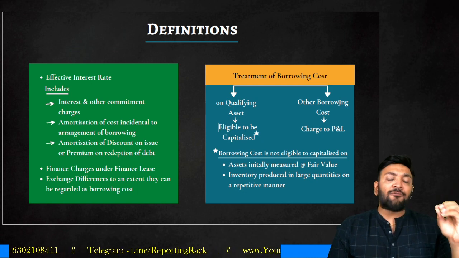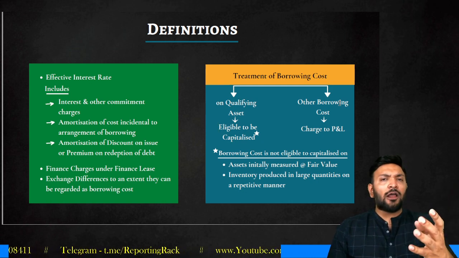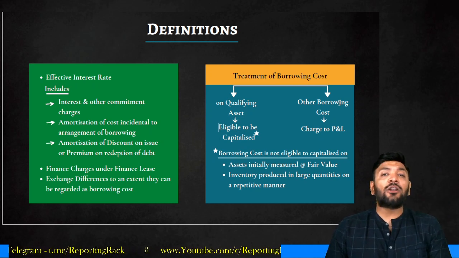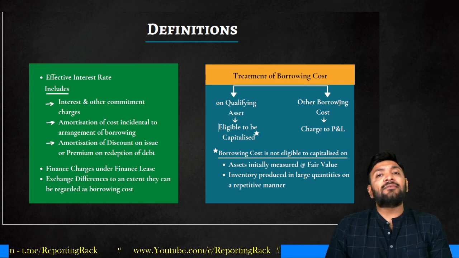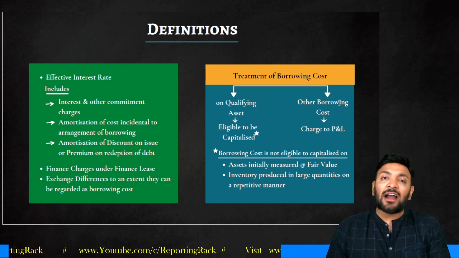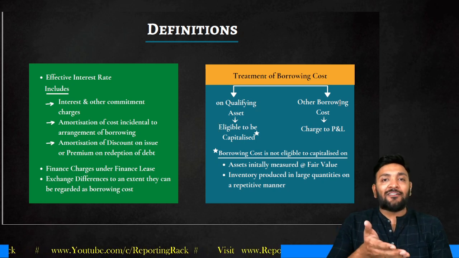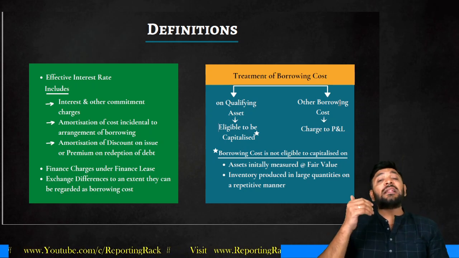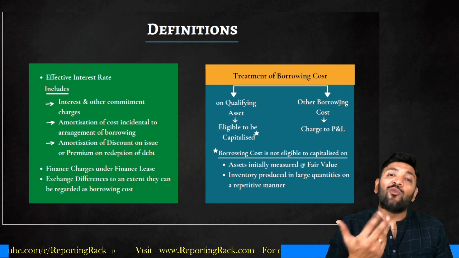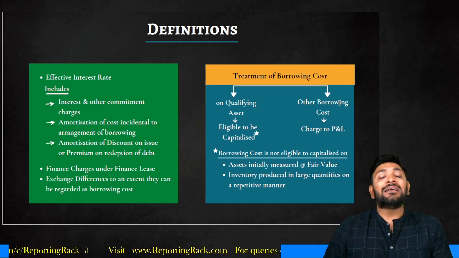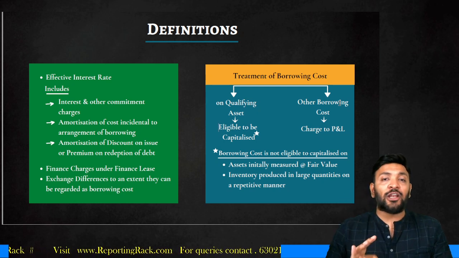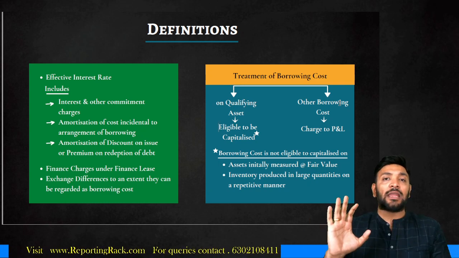The asset itself was measured at fair value. We have a lot of aspects under IND AS 16 and IND AS 38 where the measurement of the asset happened at fair value. If the asset itself is measured at fair value, then borrowing cost should not be capitalized. Why? When the asset is measured at fair value, if you capitalize borrowing cost, then the cost of the asset will be fair value plus borrowing cost. You cannot recognize an asset at more than its fair value. Therefore, such items cannot be recognized. An asset which is initially recognized at fair value, borrowing cost is not eligible to be capitalized.